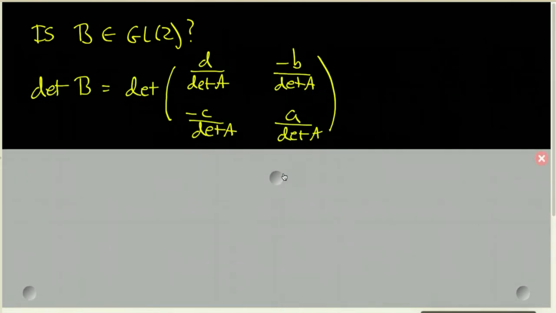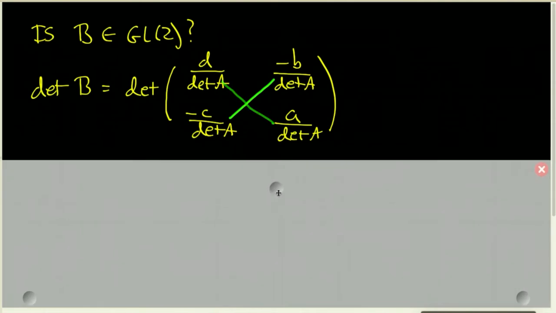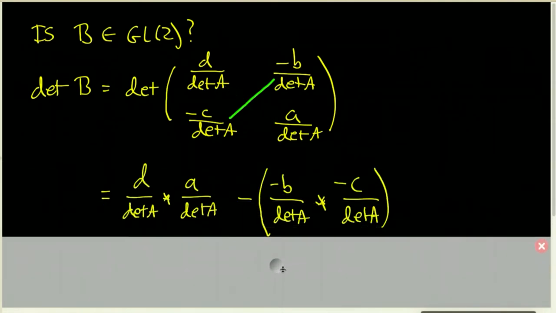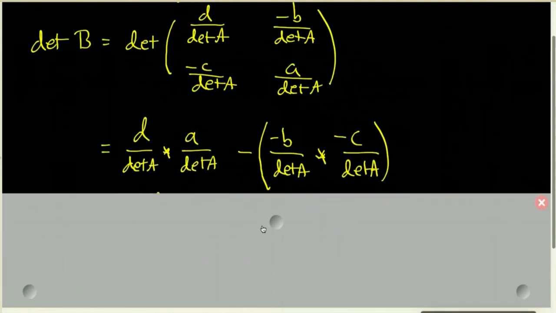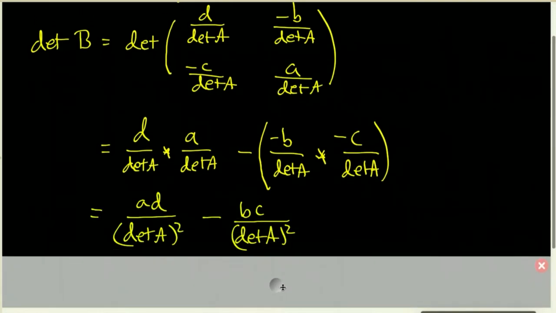So to figure out if B is inside GL2, the first thing that we do is we have to take the determinant of B. And the determinant of B is the determinant of this matrix. And of course, what that means is we need to multiply these two elements on the main diagonal and subtract off the product of the off diagonal. Now, when we do that, this is what we get. And what I now need to do is I simply need to clean up the arithmetic here. When I clean up the arithmetic, we're going to get this expression here.